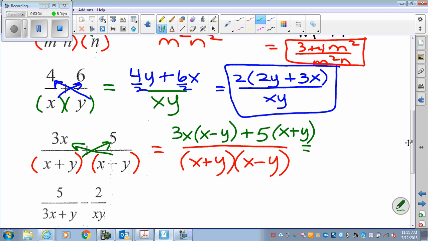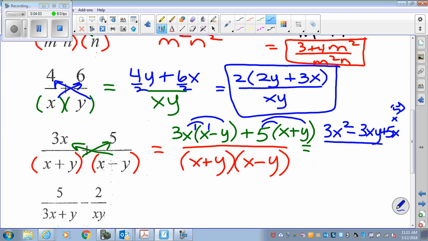And then now I can use my distributive property. So that would be 3x squared, x times x is x squared, minus 3xy, and then plus 5x plus 5y, if I distribute this. All over, and I'll go ahead and just leave it like that.